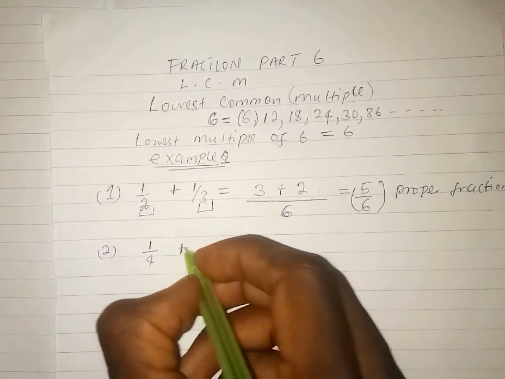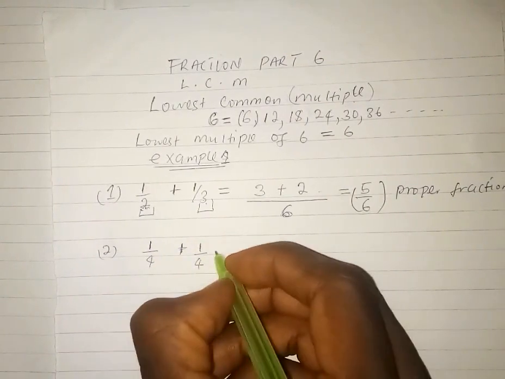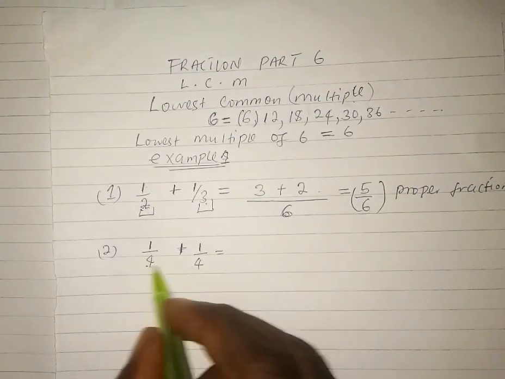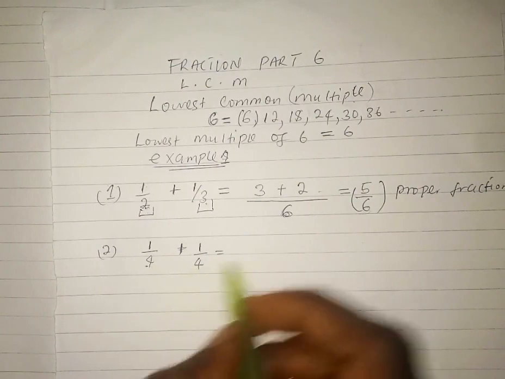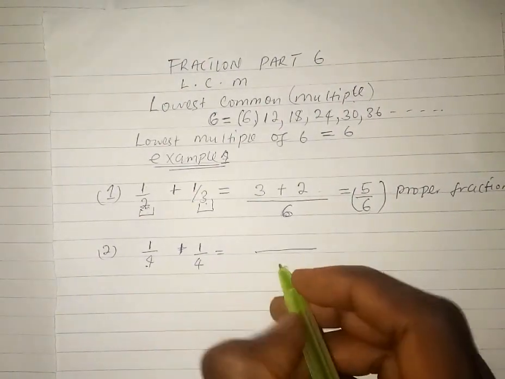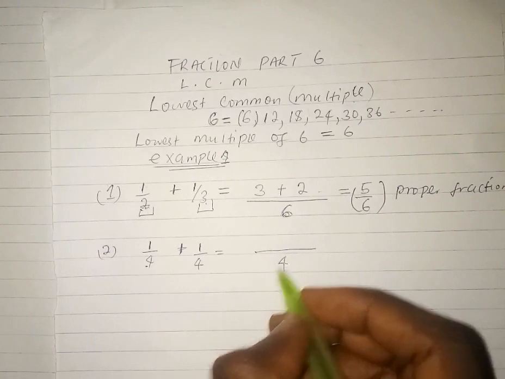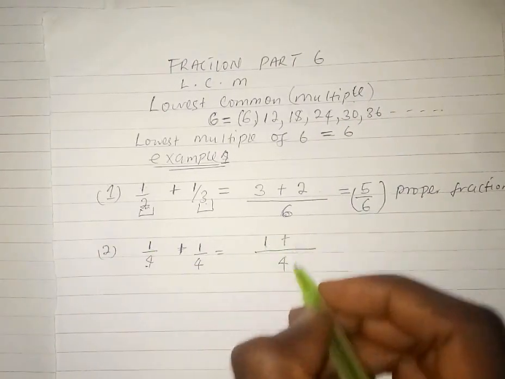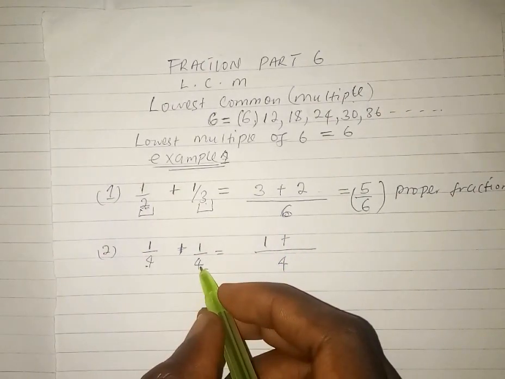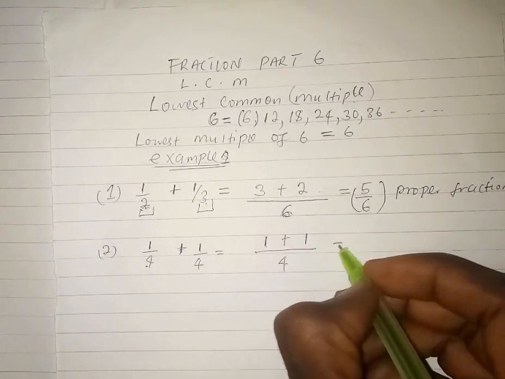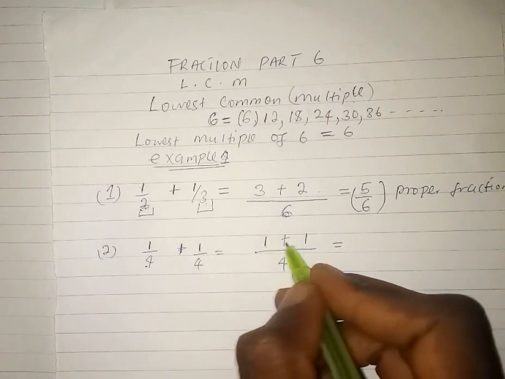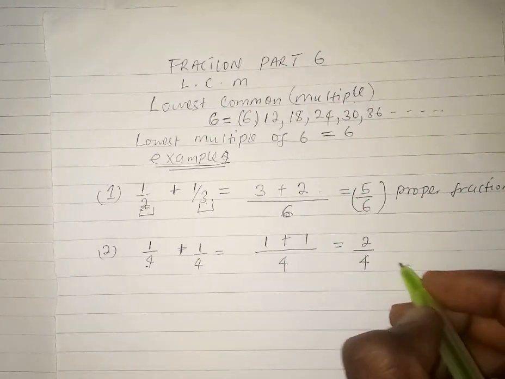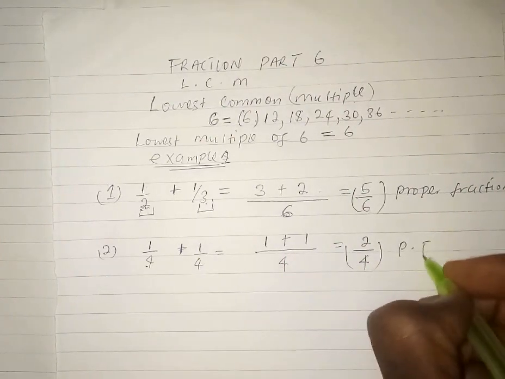So example number 2, 1 over 4 plus 1 over 4. Yes, this is very easy. Now, what is the LCM? You can see when we have the same number as our denominator, then definitely the denominator is going to be our LCM, that is 4. Now, 4 divided by 4 gives you 1. 1 times 1 is 1. Plus 4 divided by 4 gives you 1. 1 times 1 is 1, which is equal to 1 plus 1, giving you 2 over our denominator, which is 4. This is also a proper fraction.